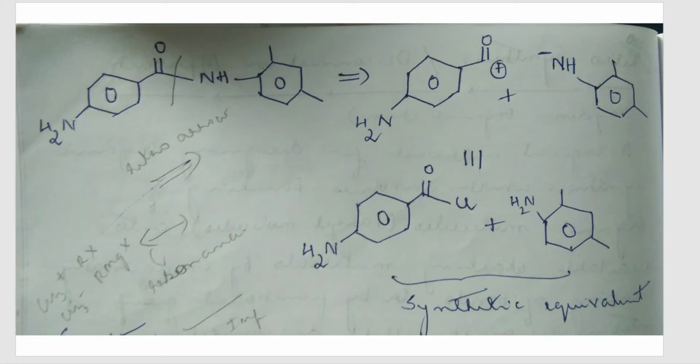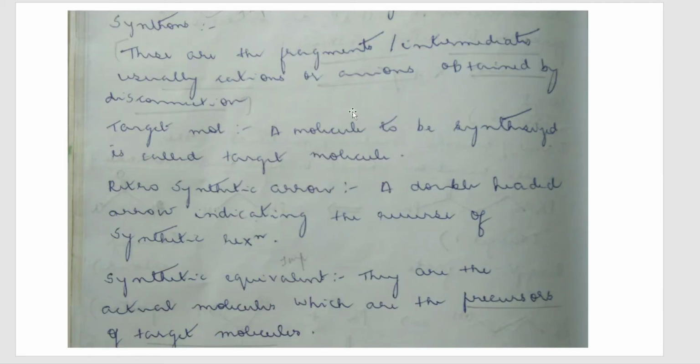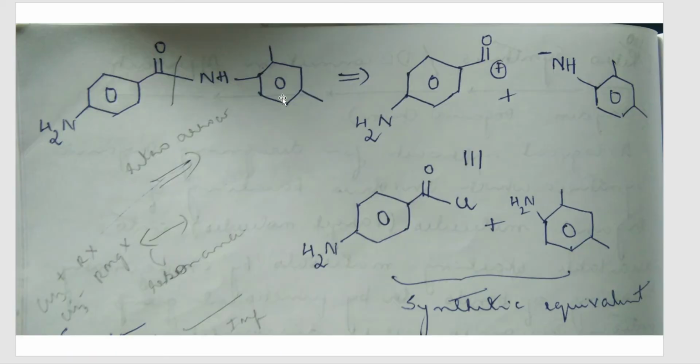See, now like this, you will be given one. What is this molecule, students? This is a target molecule. This is nothing but the target molecule. What does target molecule definition say? A molecule to be synthesized is called as a target molecule. So now this is supposed to be synthesized. Now you are actually supposed to disconnect it and write what all reactants are required to synthesize this particular molecule.